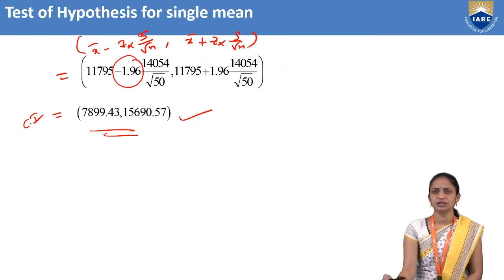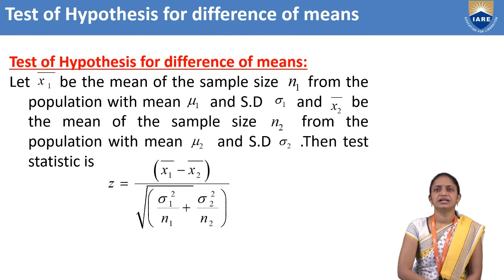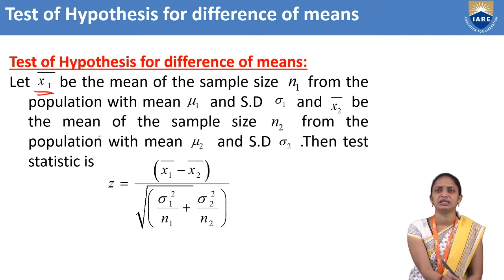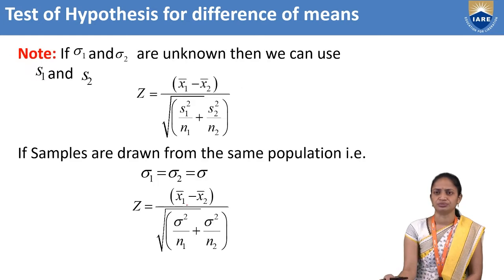So next, coming to the next method, test of hypothesis for difference of means. Let x1 bar be the mean of the sample size n1 from the population with mean mu1 and standard deviation sigma 1, and x2 bar be the mean of the sample of size n2 from the population with mean mu2 and standard deviation sigma 2. Then the test statistic z equal to x1 bar minus x2 bar divided by under root of sigma 1 square by n1 plus sigma 2 square by n2.